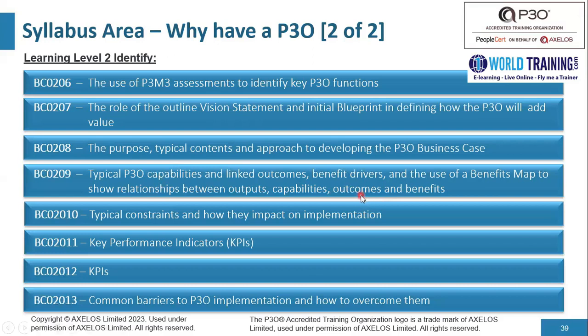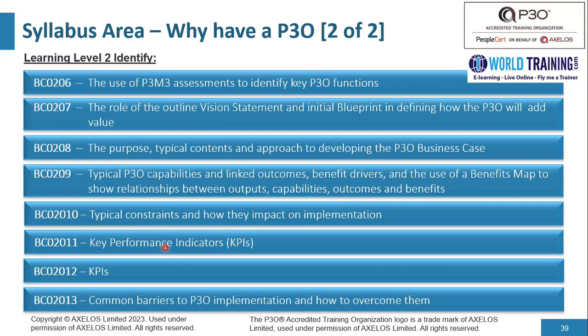So we would look into some ideas pertaining to mapping the benefits from the outputs towards the benefits. And we would examine the typical constraints or limitations and how they impact on implementation. And how do we gauge the success of a P3O implementation?